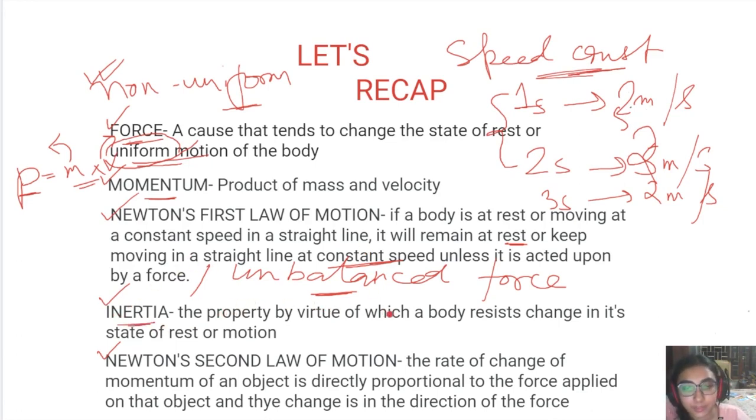Inertia is the property by virtue of which a body resists change in its state of rest or motion.